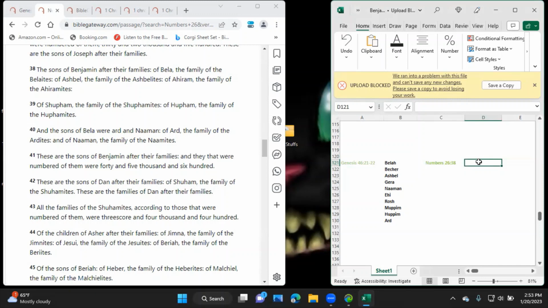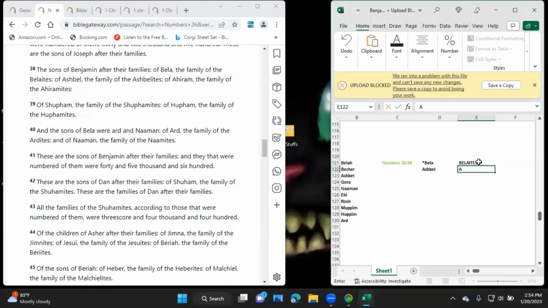So Numbers 26, verse 38, the sons of Benjamin after their families of Bela, the family of the Belaites, of Ashbel, the Ashbelites, of Ahiram, the family of the Ahiramites, of Shupham, the family of the Shuphamites, of Hupham, the family of the Huphamites.